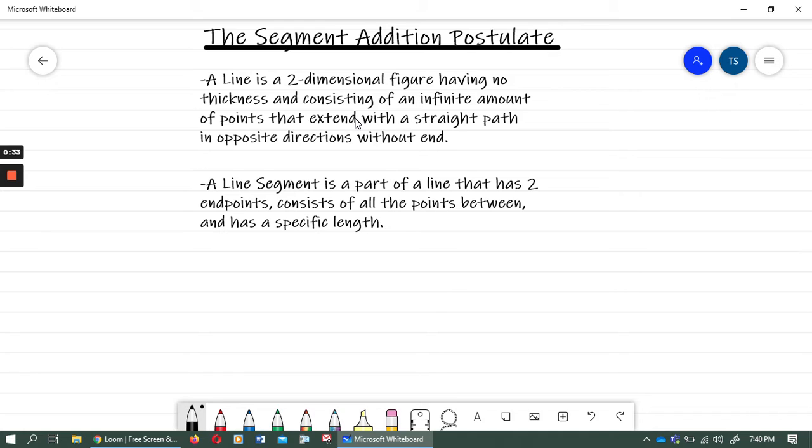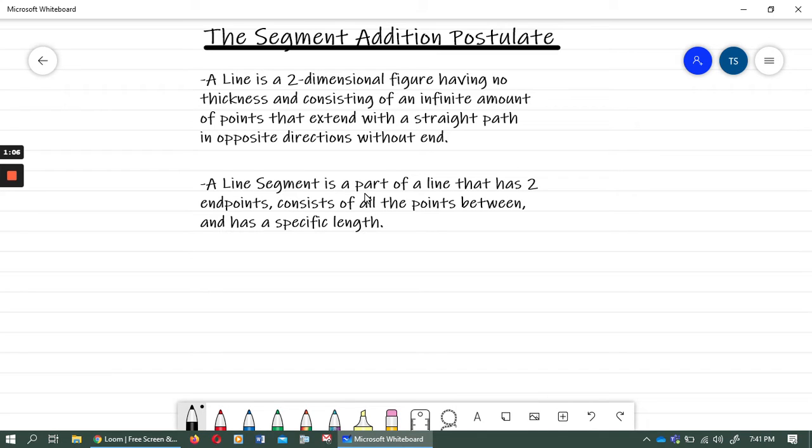A line is a two-dimensional figure having no thickness and consisting of an infinite amount of points that extend with a straight path in opposite directions without end. A line segment is part of a line that has two endpoints, and it consists of all the points between and it has a specific length.